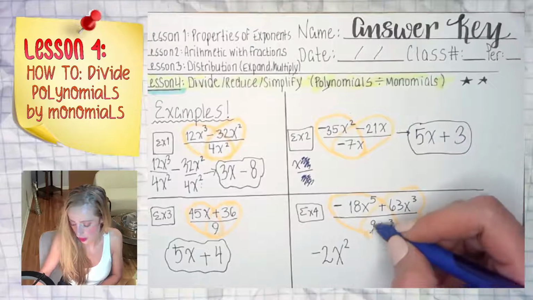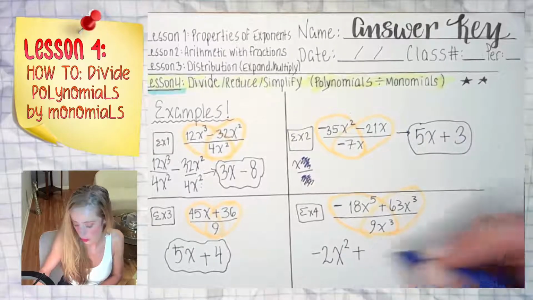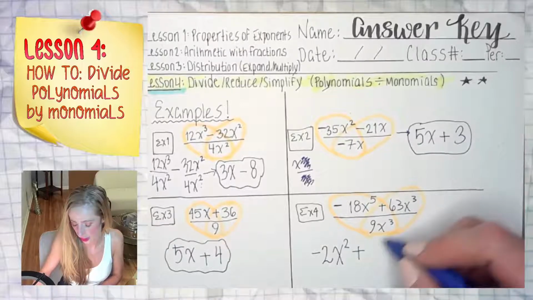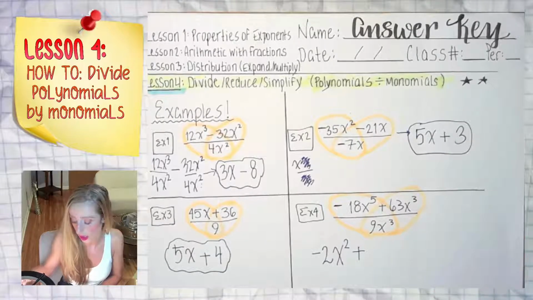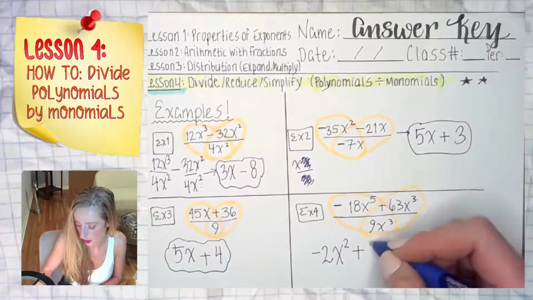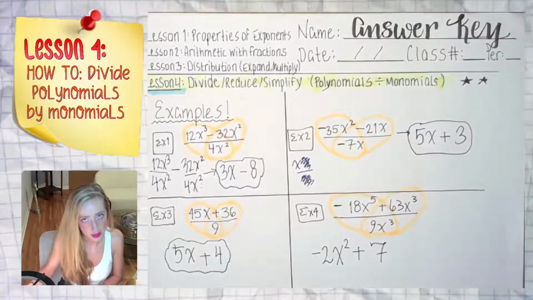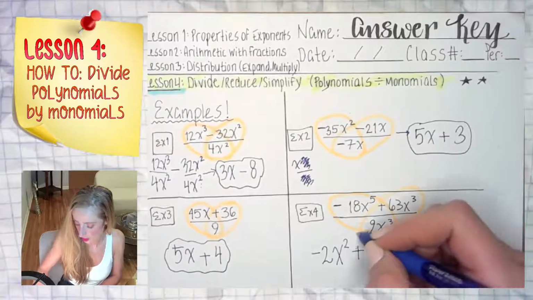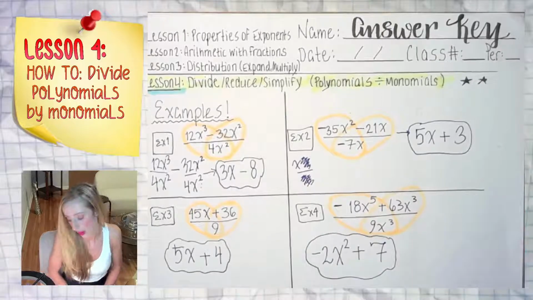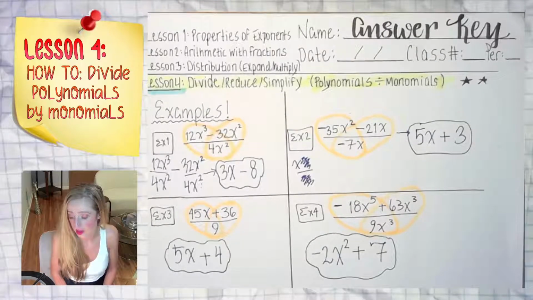Positive 63 and positive 9, so this will be plus. 63x to the 3rd over 9x to the 3rd. The x to the 3rds reduce down to a 1. Adios. 63 divided by 9 is 7. So, final answer, negative 2x to the 2nd power plus 7. And that right there is how we either divide, reduce, or simplify in a situation where we have a polynomial divided by, or over, a monomial.